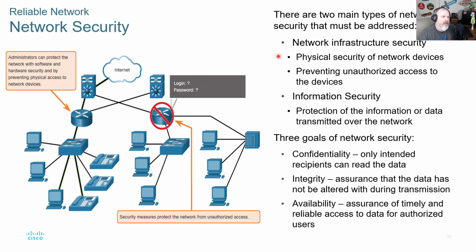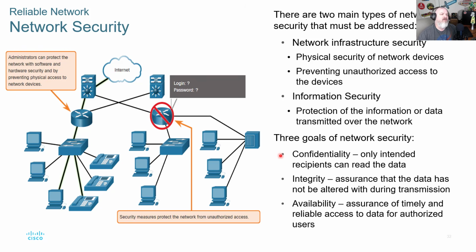When we hear about hackers and network security, we don't always think about the physical security, but locking up those routers and switches in a network closet and putting a lock on it and having cameras in place is important. It prevents unauthorized access to the devices. Information security needs to have protection of the information or data transmitted over the network.